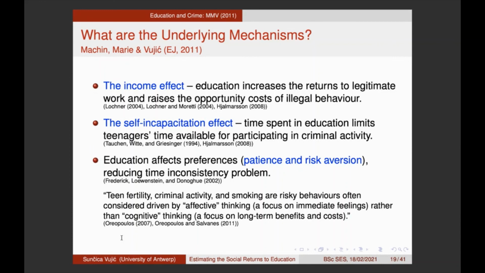And finally, education also affects your preferences. You might be more patient and more risk averse. There is a whole literature which shows that teenage fertility, criminal activity, and smoking are risky behaviors often considered to be driven by affective thinking, a focus on immediate feelings, rather than cognitive thinking, a focus on long-term benefits and costs. So what does this mean?